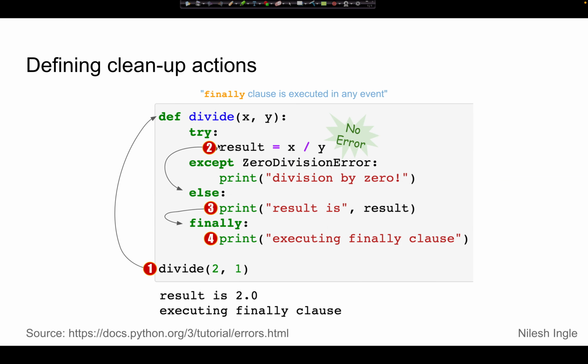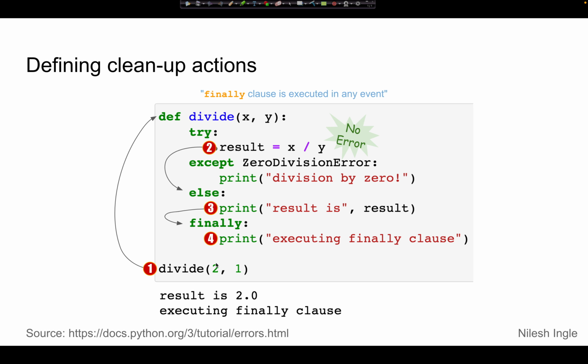Here is another situation, an interesting example where we have a function divide that divides x by y, where x and y are two input arguments, and that line of code is inside the try block. We have then an except clause following the try block, and then we have an else clause following the except, and a finally clause following the else.